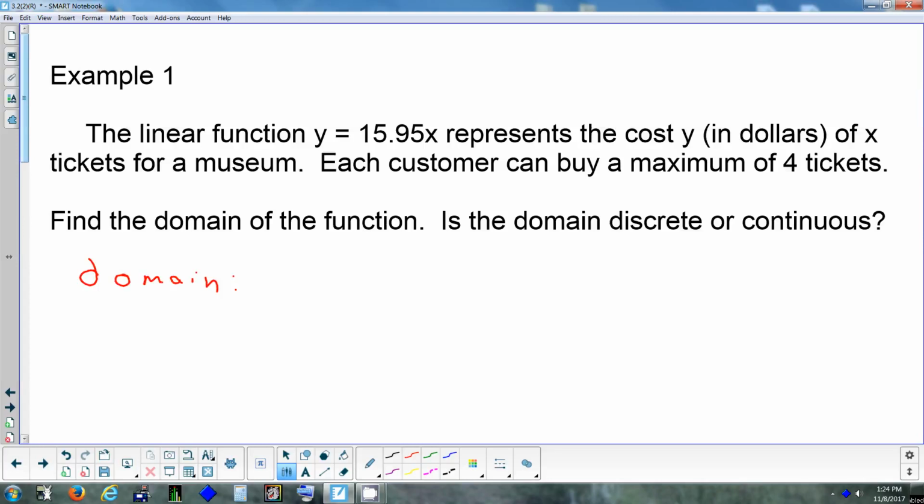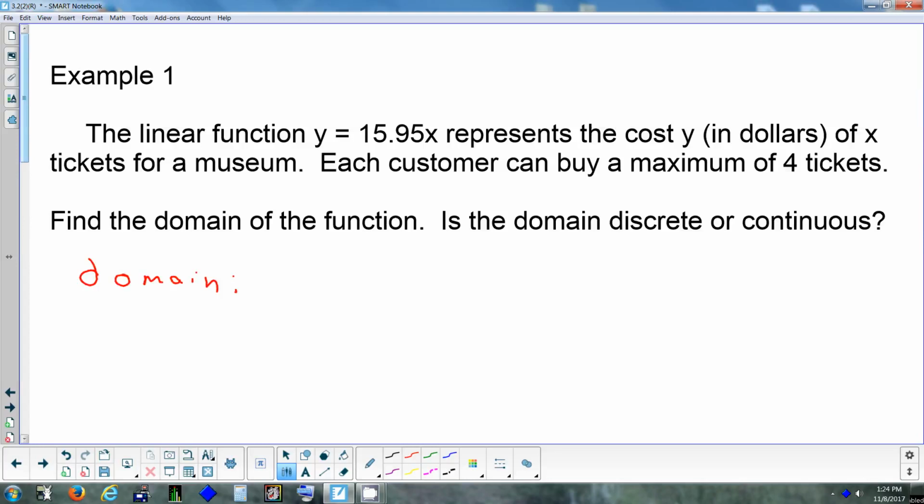So guys, remind Mr. Hager, what's the domain again? What values? Someone tell me by raising their hand. Gemini? The X values, right? And what are the X values in this problem? What does X represent? Yeah, X is the tickets. X is the number of tickets.